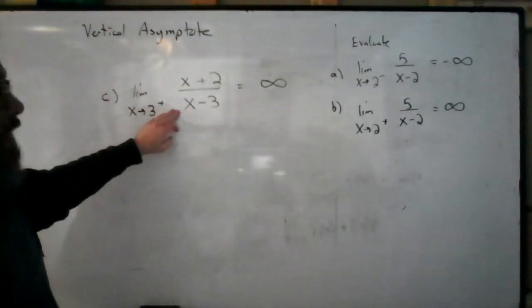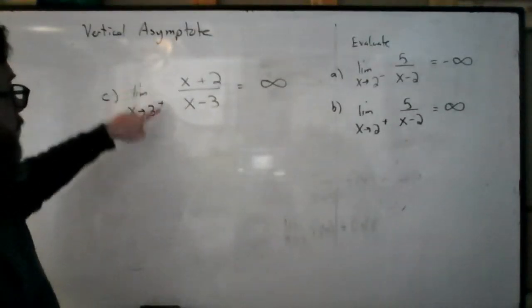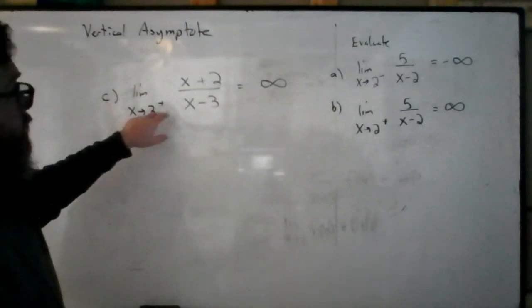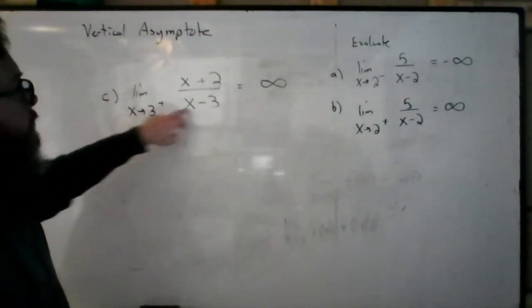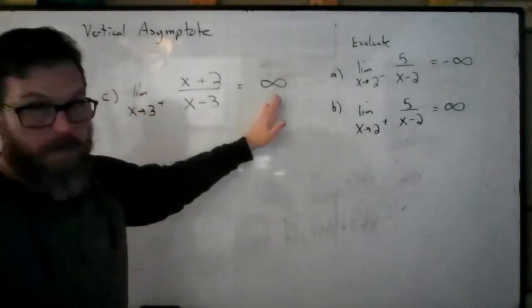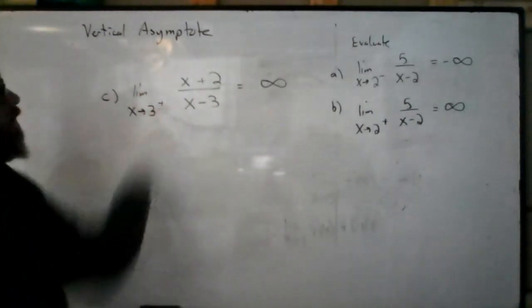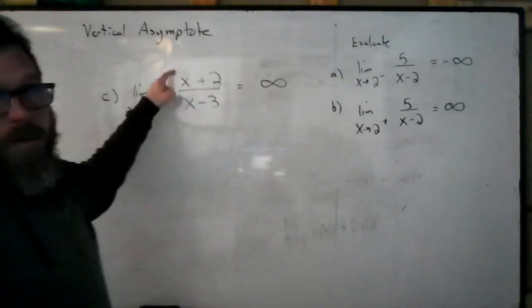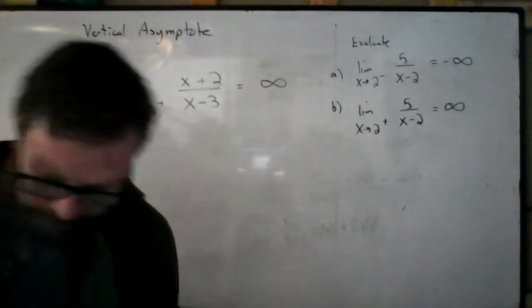Now we just have to keep track of the signs. Well, the top is positive. Now this is a number bigger than 3, so just say 4. Make it easy. 4 minus 3 is a positive 1, so positive over a positive will give us positive infinity. And if I went from the negative direction, this is going to be negative infinity, because it would be a positive over a negative number.